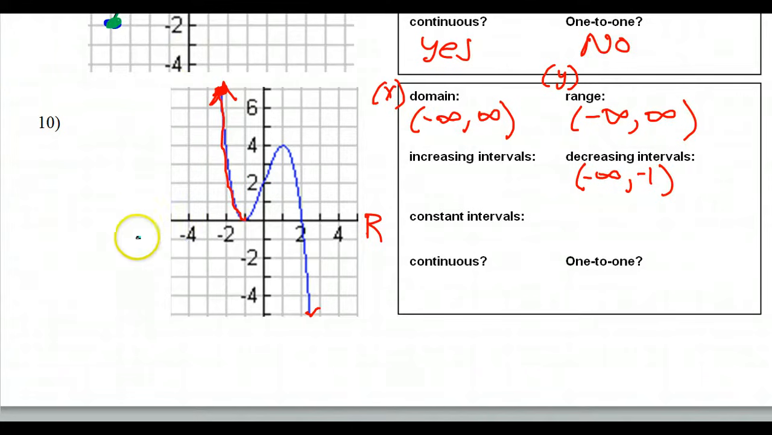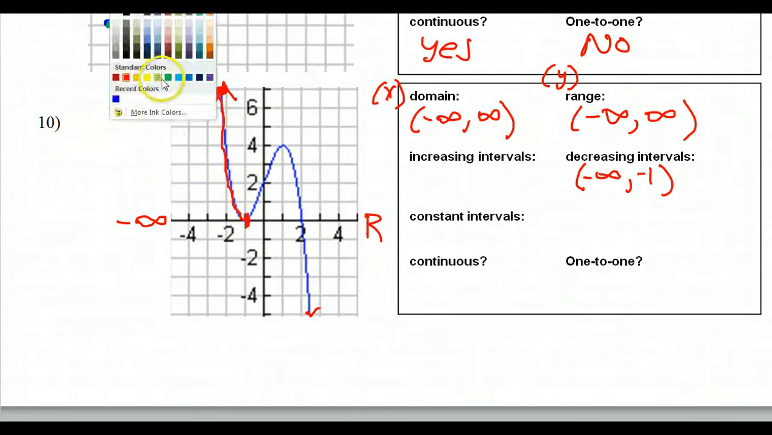All right, it was decreasing from -infinity to -1. Please remember that these are all x values. All of these have to be x values, -infinity to -1. Don't say +infinity to 0. Those would be y values, and that's wrong.